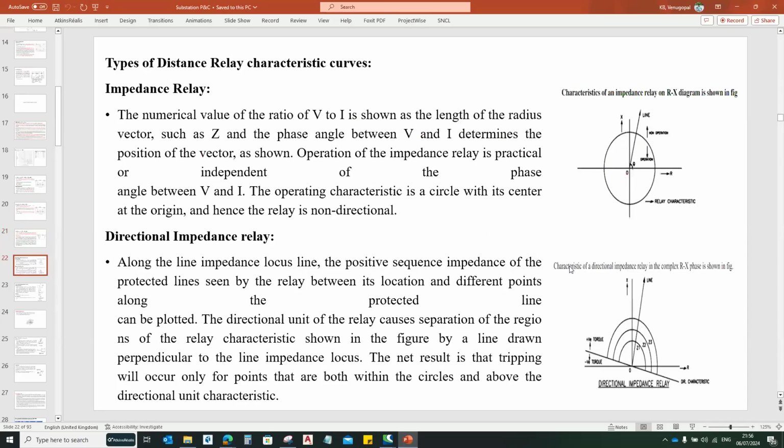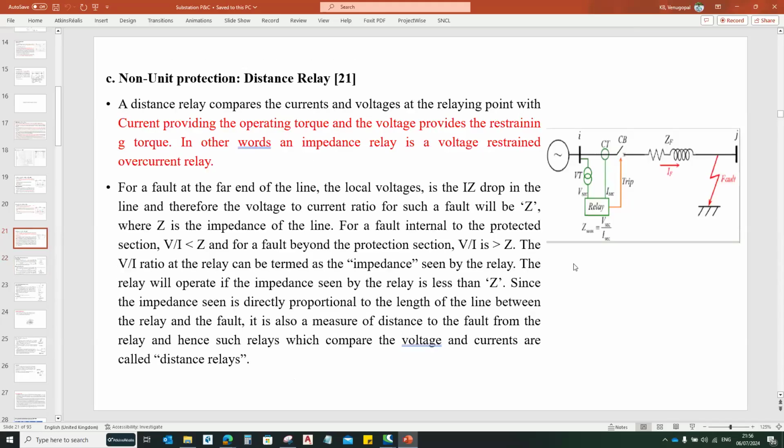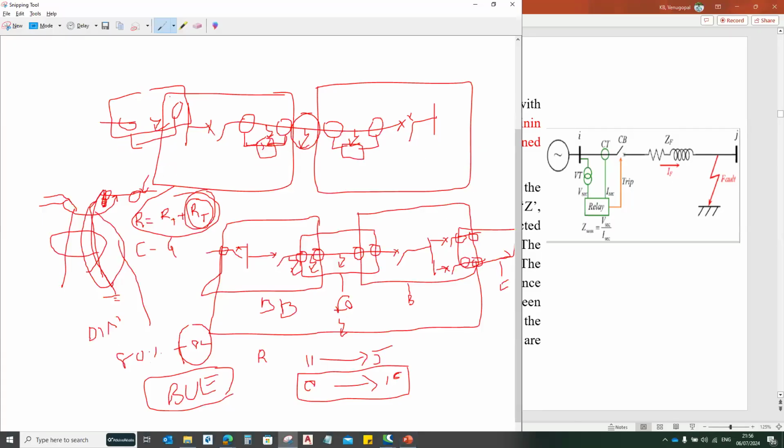Sir, can you explain that point with parameter values? One second, I will open this.